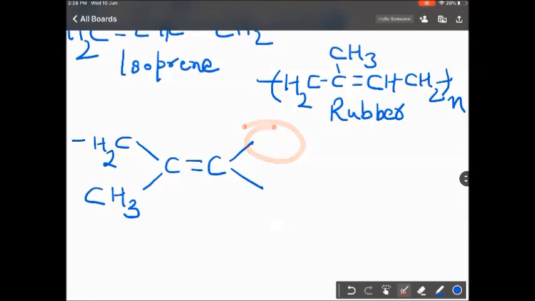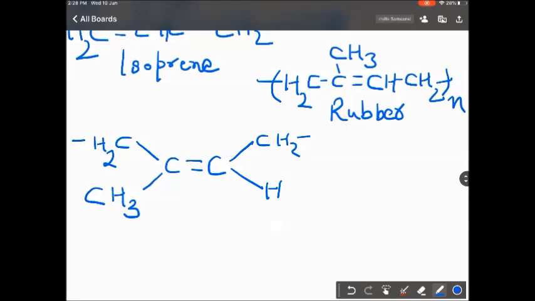Now there are two groups attached to this carbon. What are they? Hydrogen and CH2, which is continued further. Out of hydrogen and CH2, which one has higher priority? Obviously CH2 has higher priority, and here this CH2 has higher priority. So we will write the CH2 group on this side and a hydrogen here. So this is one monomeric unit.